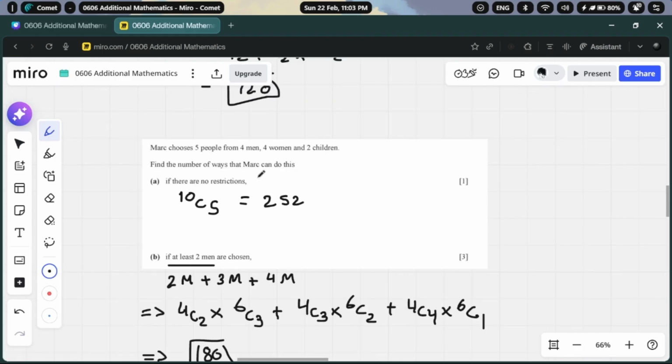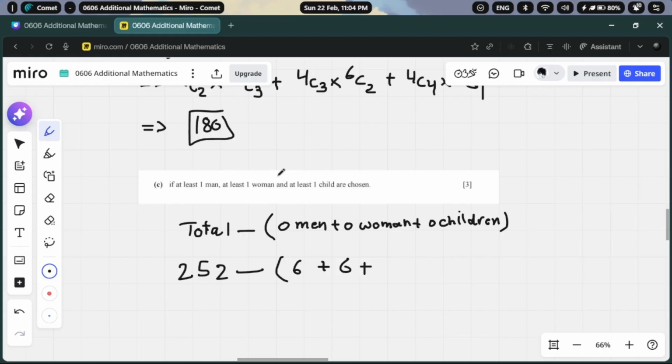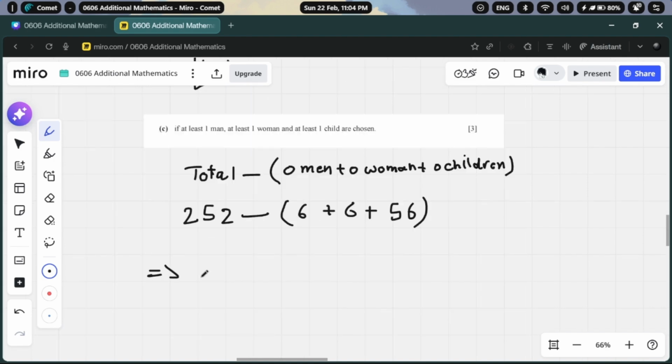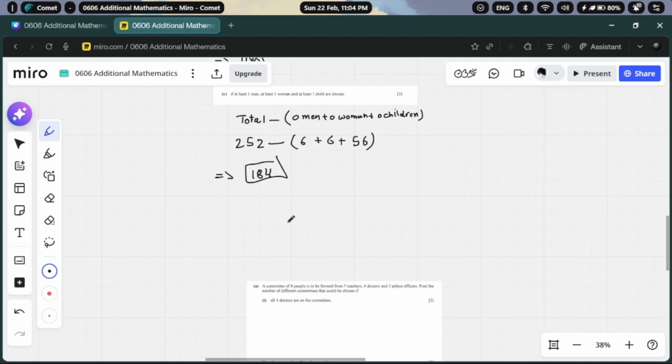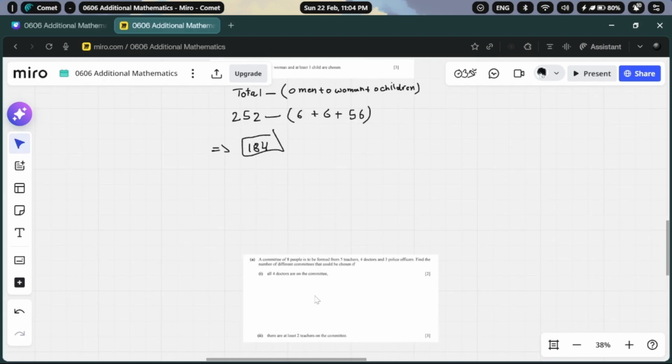plus the case where there are 0 children. When you're left with 4 men and 4 women, so you do 8C5. 8C5 would be equal to 56. You should end up with 184, and that's all.